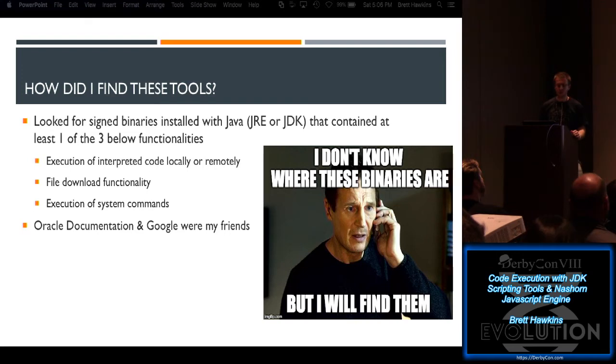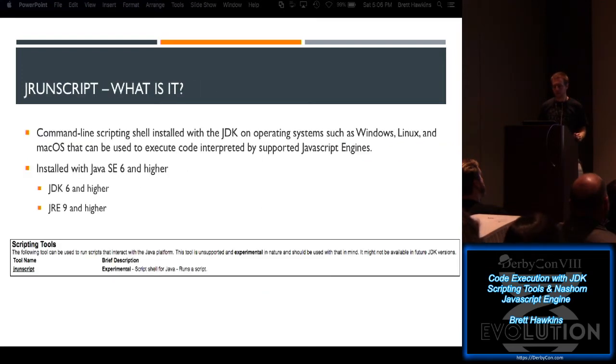So the first tool I found when I was going through was jrunscript. It's just a command line scripting shell installed with Java, and it can be used to execute code interpreted by supported JavaScript engines. It was installed starting with JDK 6 and higher, and starting with Java 9 it actually comes with the Java runtime environment, so you don't have to have the Java Development Kit. Even with just JRE 9 it's going to be installed. And this snippet down here is from Oracle's documentation. It's been listed as experimental since Java 6, but it's still sticking around, so it's fine with me.